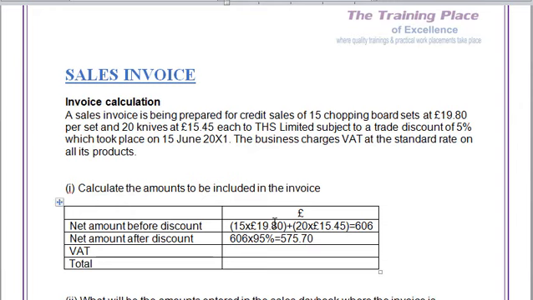Then we're going to charge VAT on that net amount. I'm going to add my net amount plus the VAT to give me the total.